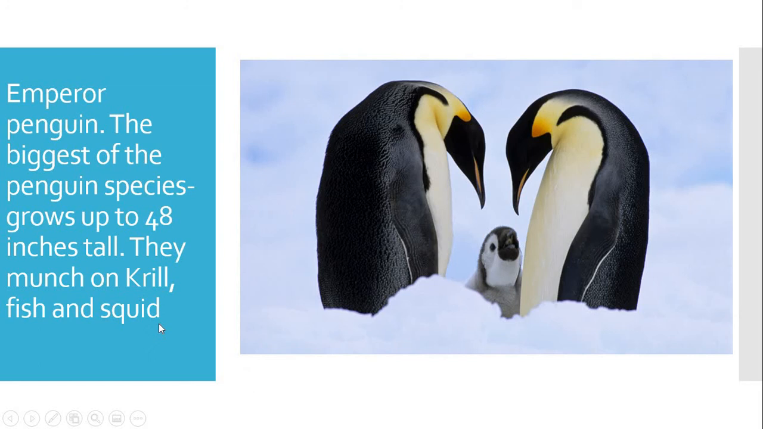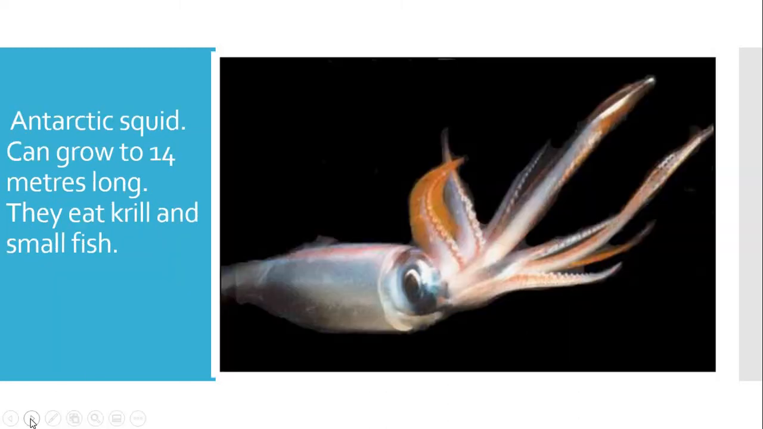The emperor penguin, the biggest of all the penguin species, grows up to 48 inches tall. They munch on krill, fish and squid. The Antarctic squid can grow to 14 meters long, and they eat krill and small fish.